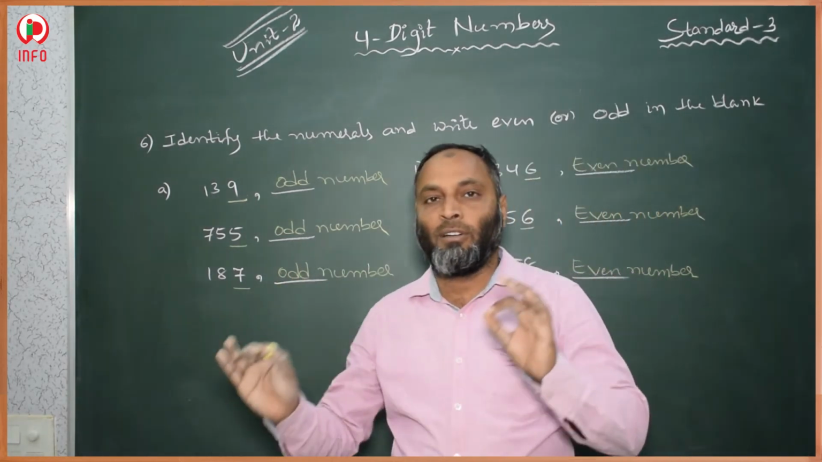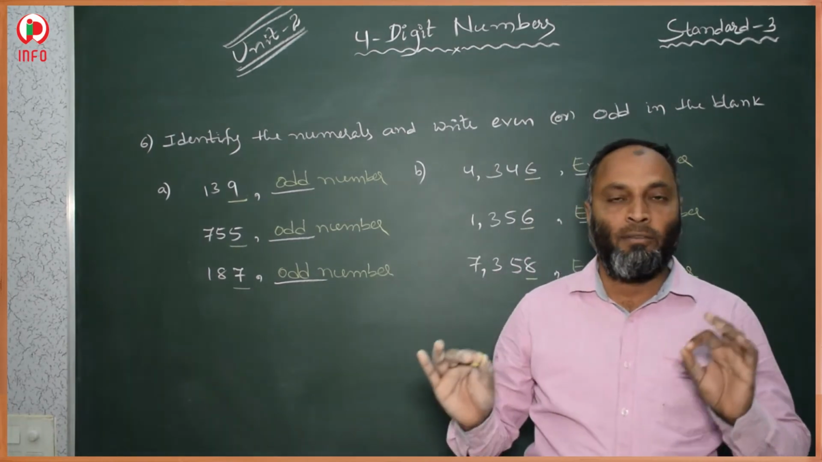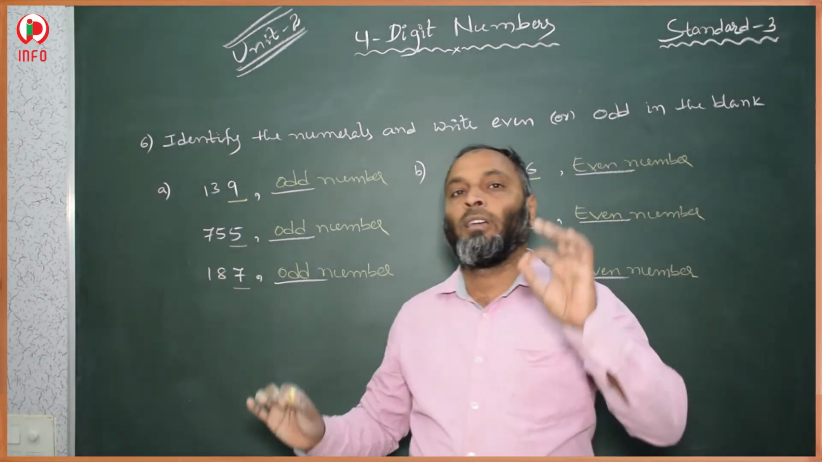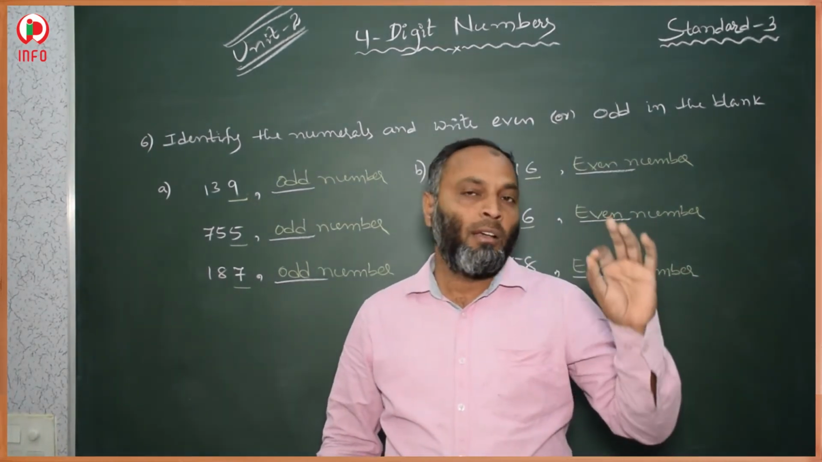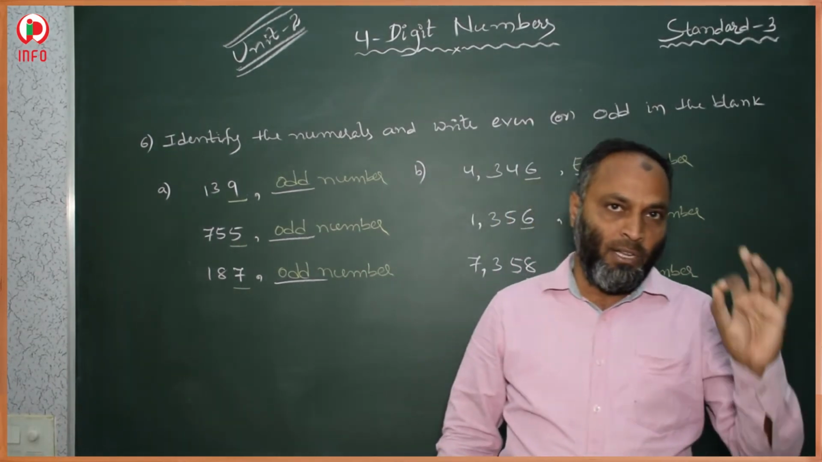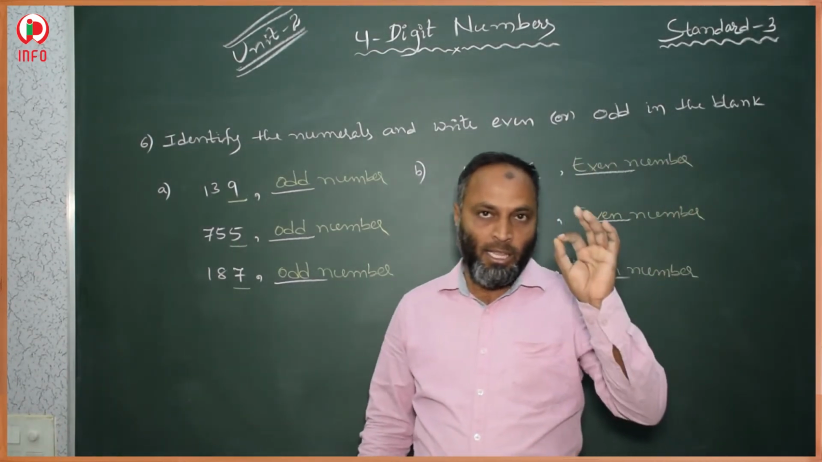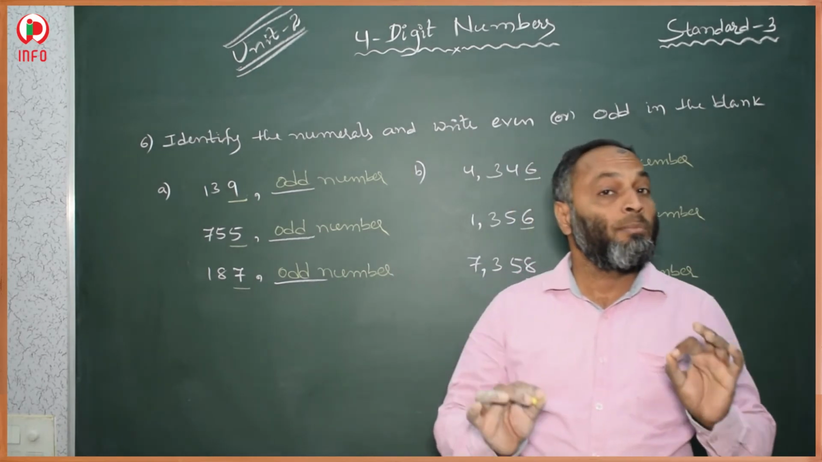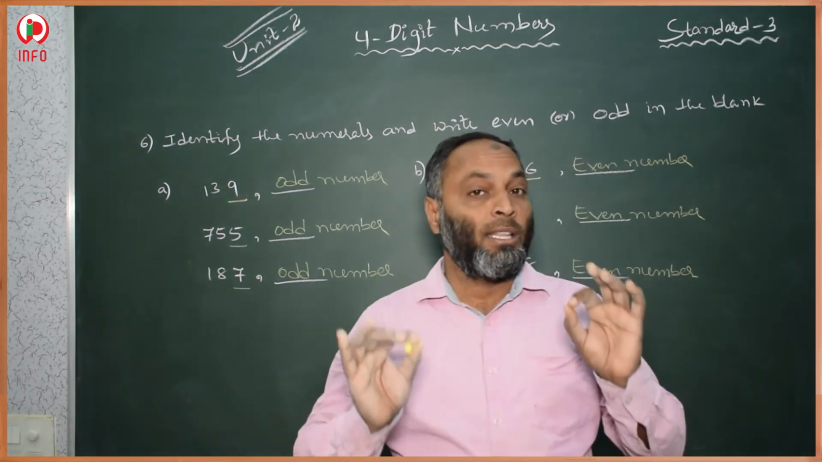Whatever the question, whatever the number given, when he asks even or odd, first we have to check the unit place, the ones place. What is there in the ones place? If an even number is in the ones place, then the number is even. If an odd number is in the ones place, then the number is odd.